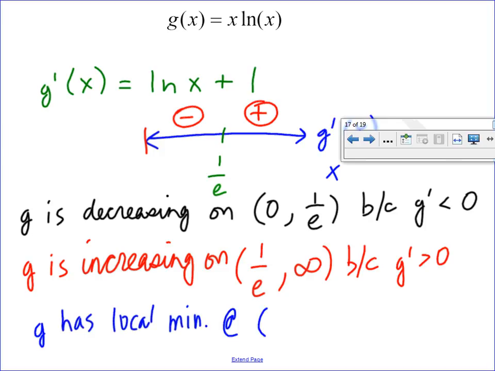at x value 1 over e. For the y value, go to the original. So I get 1 over e times natural log of 1 over e, which is e to the -1. e to the negative ln of e to the -1 is -1 times 1 over e, which is -1 over e. So we're guessing -1 over e.